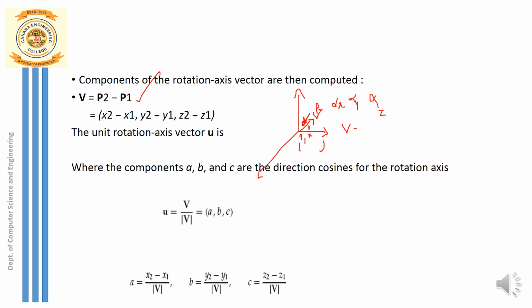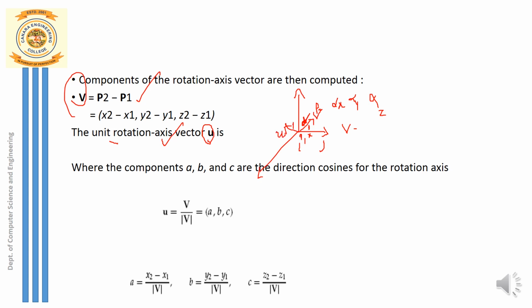Now the unit rotation axis vector u is. So what is this vector u here? This rotation axis vector is a vector about which I am rotating the object. If I am considering this rotation vector, even this vector v is a rotation vector. Now I am considering a new vector u whose magnitude is unit, that is, equal to 1. So this is a special vector. Let me take it as a separate vector, say this is a vector u whose magnitude is just 1.